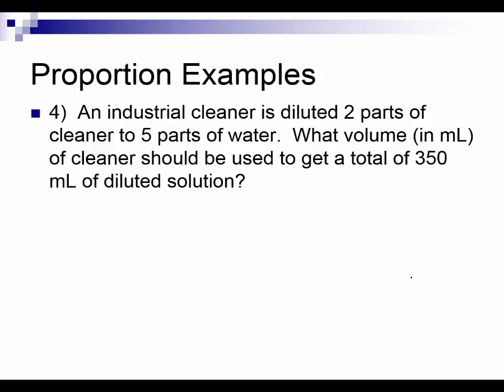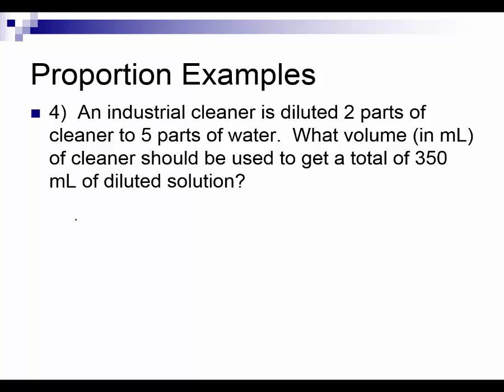We'll start this example by reading through the problem. An industrial cleaner is diluted 2 parts of cleaner to 5 parts of water. When we have a recipe with parts, we can use any measurement that we want. So we could replace the parts with 2 milliliters of cleaner to 5 milliliters of water, or 2 cups of cleaner to 5 cups of water.